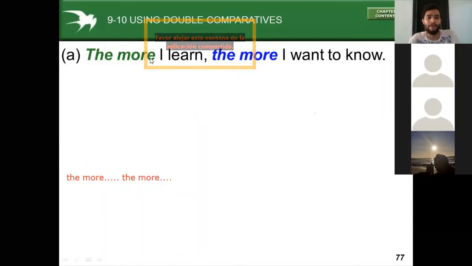Take a look. The more I learn, the more I want to know. What does it mean? Entre más yo aprendo, más yo quiero conocer o saber. Exacto, right? Something important that you need to know here is this, people. Take a look. The comma. After the first the more, when you finish the first idea, you need to use a comma, and then you continue and finish with a period, all right? This in the case of right.